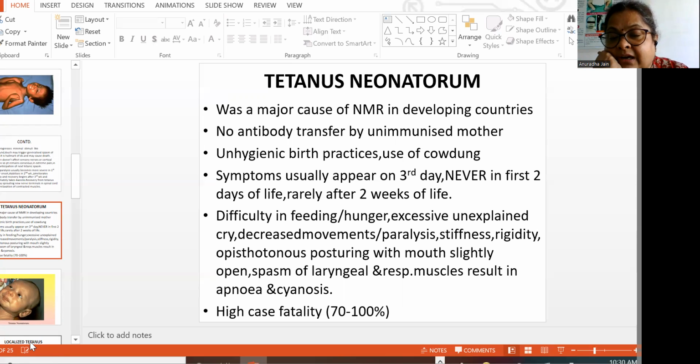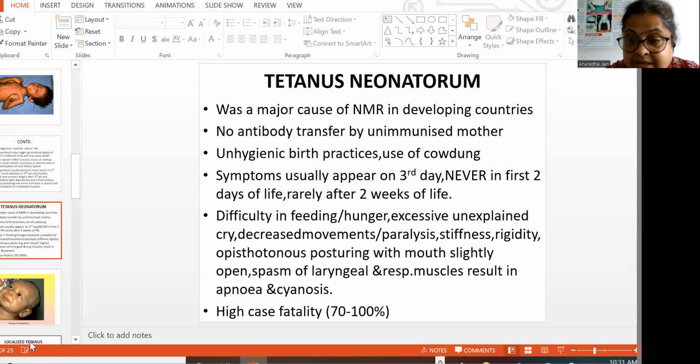Difficulty in feeding, hunger, excessive unexplained cry, because of the risus sardonicus and lockjaw the child cannot suck the milk of breastfeeding, and he is hungry, and that is why he is crying excessively, an inconsolable, unexplained cry. Parents don't understand why he's not taking feeds and why he's crying continuously. And there are decreased movements, stiffness and rigidity of tetanus, posturing with mouth slightly open, spasm of laryngeal and respiratory muscles resulting in apnea and cyanosis.